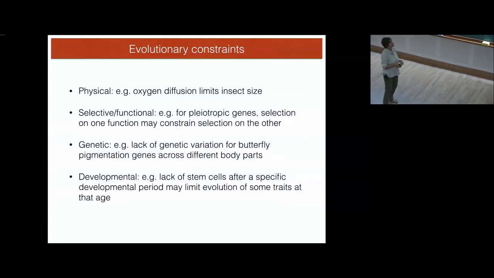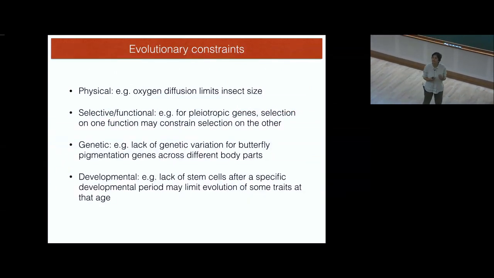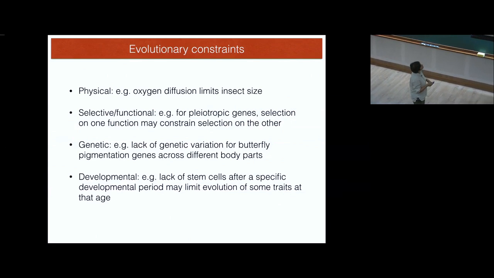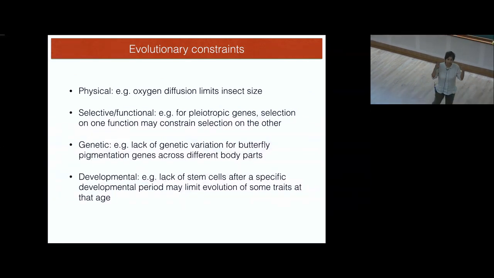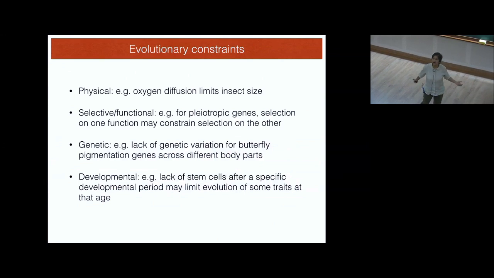So in general, all of this sounds great, but then there are also constraints on evolution, right? You may have physical constraints. For example, oxygen diffusion, we think, limits insect size at this point because they don't have a circulatory system like ours, they don't have lungs and so on. So they're basically dependent on oxygen diffusing in through their spiracles and making its way through the body. So if your body is too large, you don't have enough oxygen making its way around, so your internal organs don't get enough oxygen.